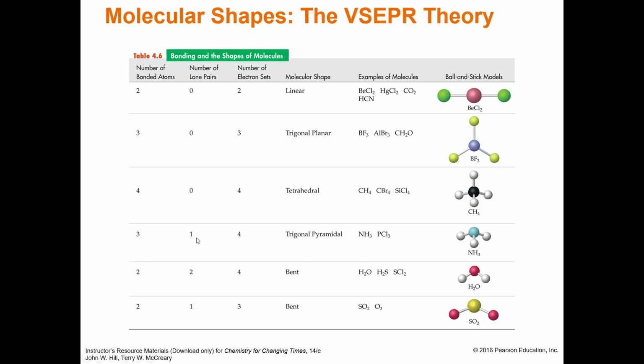The difference is when you have a pair of lone pairs, that's going to mean that one of your groups doesn't have an atom at the end. So the molecular shape, the best analogy I can give you for this is when you sit down in your chair, it makes you have a bent shape, right? You're bending because you're sitting in the chair.